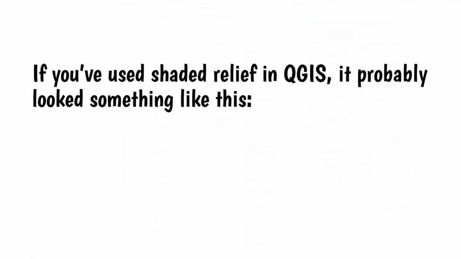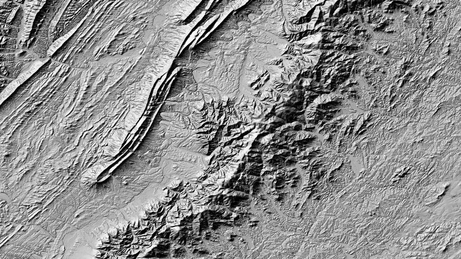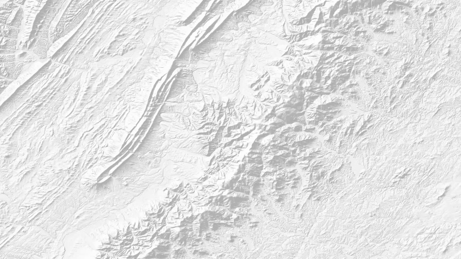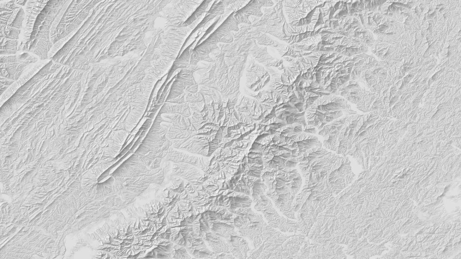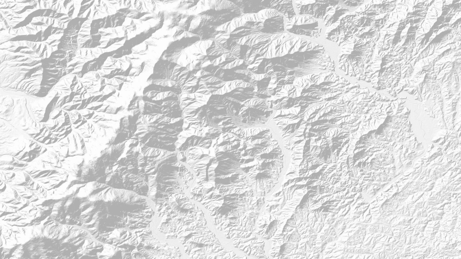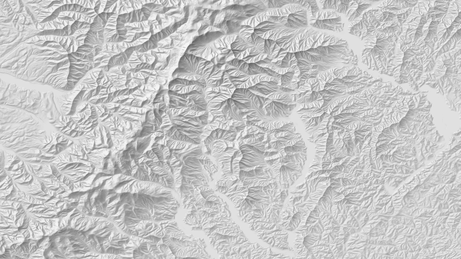If you've used shaded relief in QGIS, it probably looked something like this. For most maps, this can be greatly improved by a few QGIS adjustments. That's a lot better, but what if you could get this instead? Here's a close-up look. First, the conventional relief. And now the Swiss style.